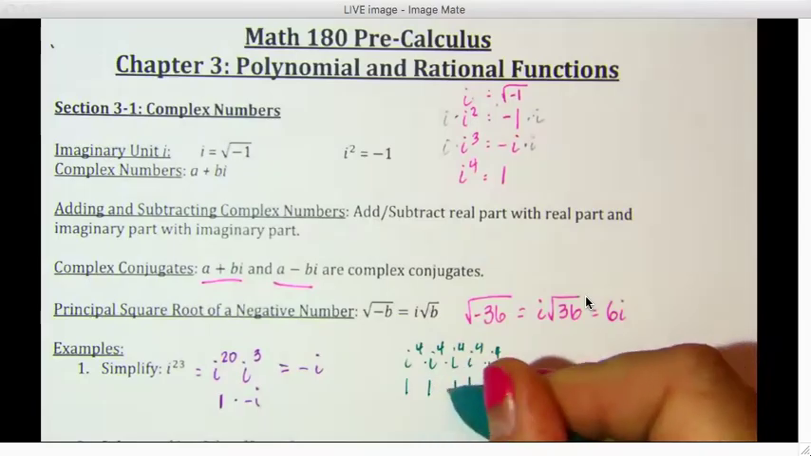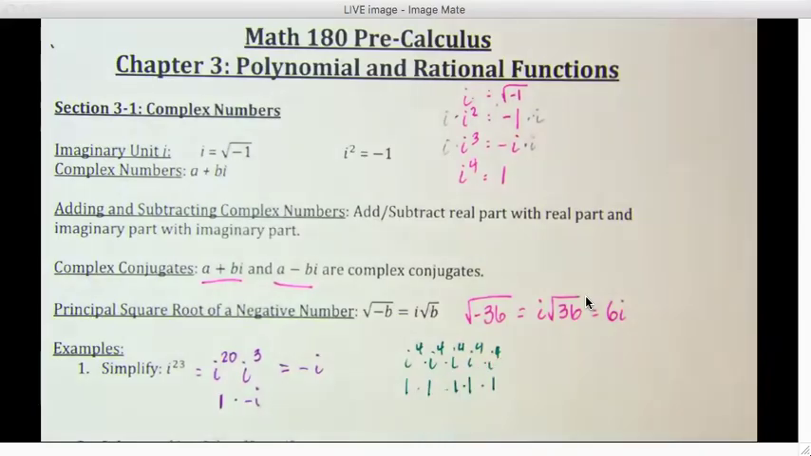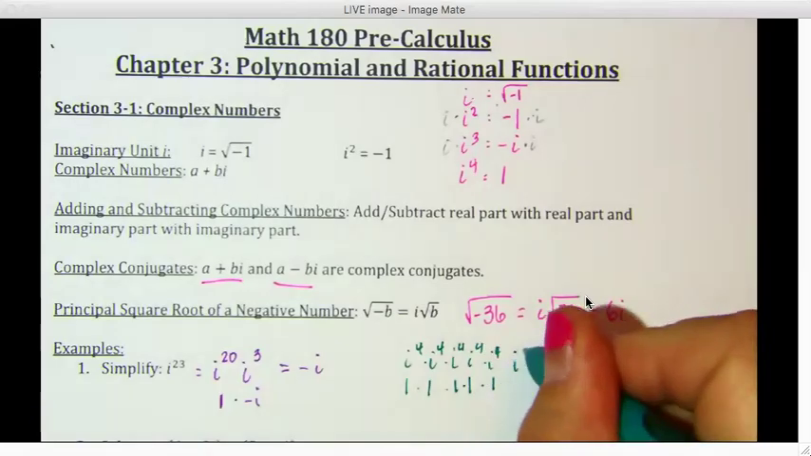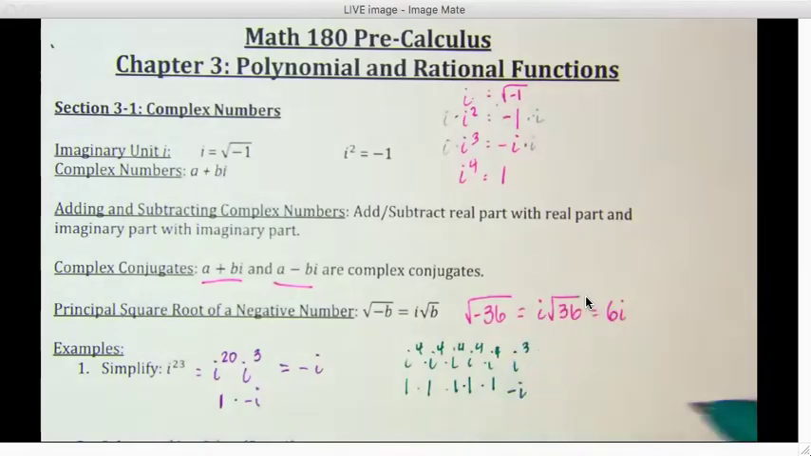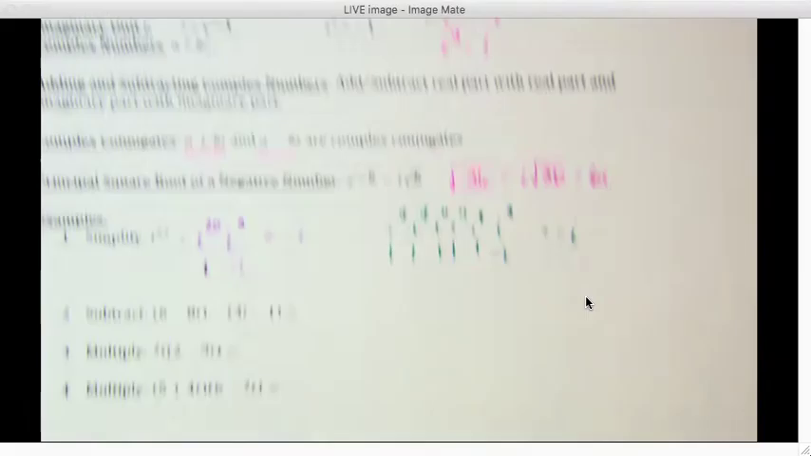Well, 1 times 1 times 1 times 1 times 1 is just 1. And then we're left with i to the 3rd, which is -i. So those are a few different ways you can think through i to some higher power.